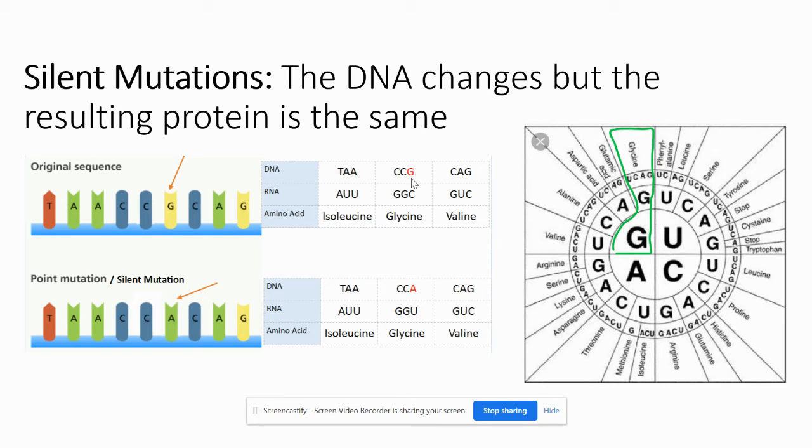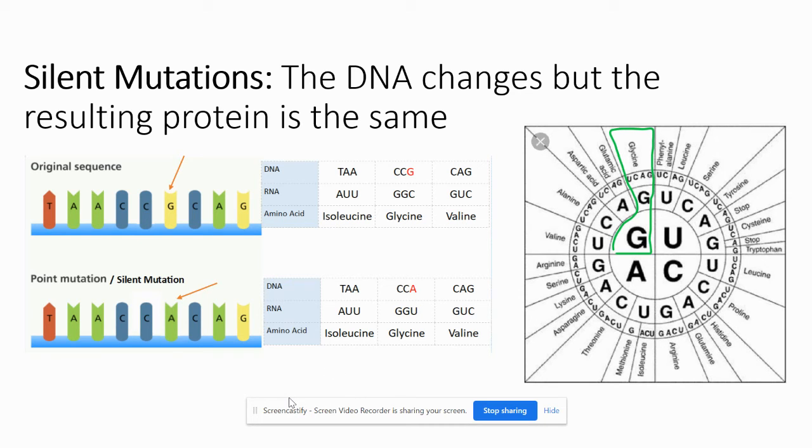Just recall, looking at the center column, we know there is a mutation. We see that they have transcribed differently. But we know that this codon and this codon translate to the same amino acid. So despite the fact that there is a mutation, the protein has not changed.